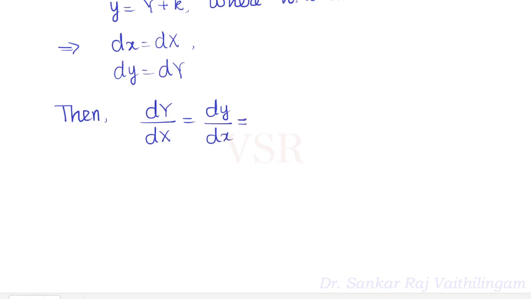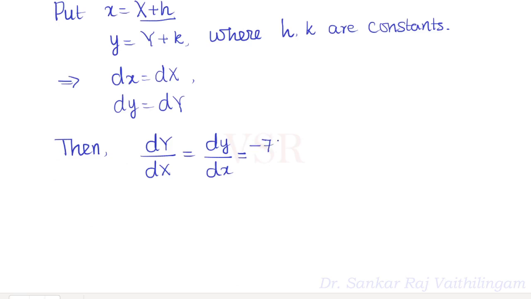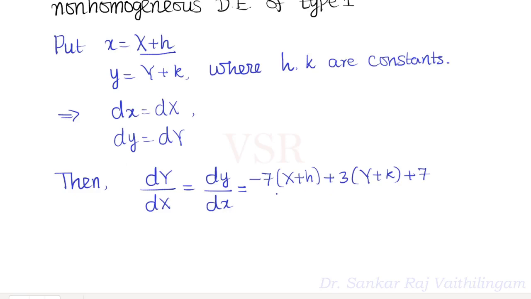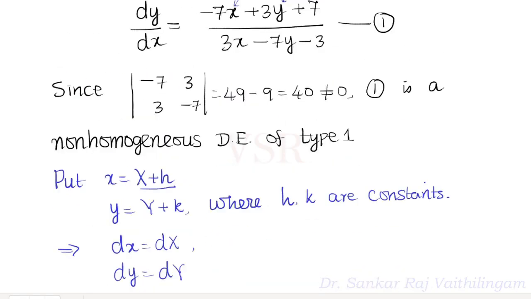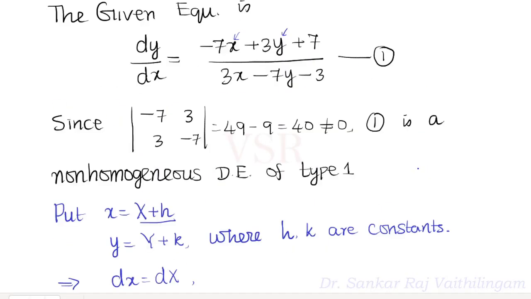which is equal to, இப்போ இந்த ஈக்குவேஷன்ல இந்த x க்கு பதிலாக we are going to substitute this x plus h, இந்த y க்கு பதிலாக we are going to substitute this y plus k. அப்ப என்ன கிடைச்சிருக்கு அப்படின்னா minus 7 times capital X plus h, அதுக்கப்புறம் plus 3 times capital Y plus k, அப்புறம் plus 7 divided by denominator 3x minus 7y, அப்போ 3 times x plus h minus 7 times y plus k, அடுத்த கான்ஸ்டன்ட் minus 3.